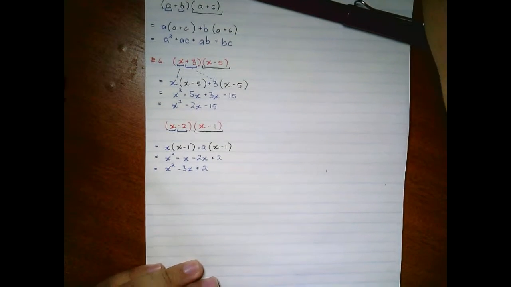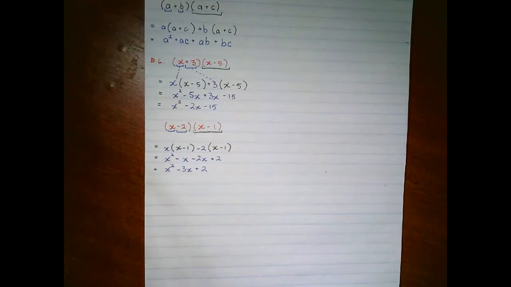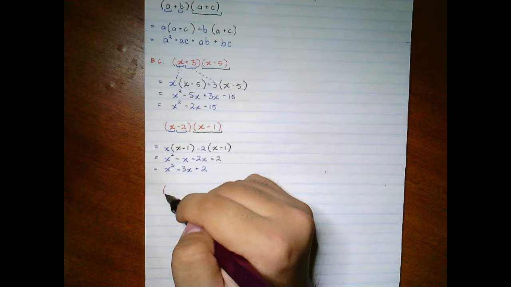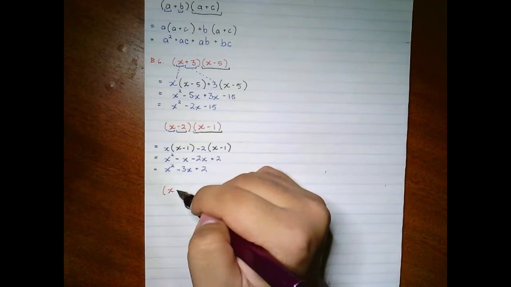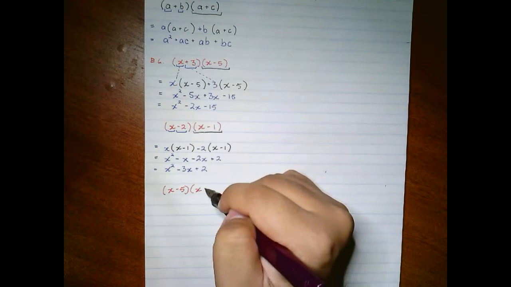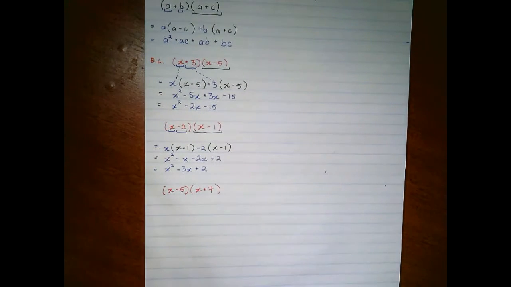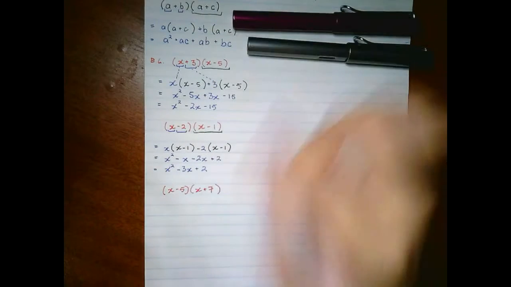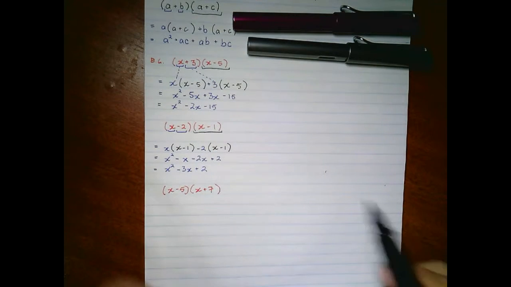We'll do one more example for you. We have x minus 5, x plus 7. And this time I'm going to keep it all in the one color just so you can see how I go about doing this.